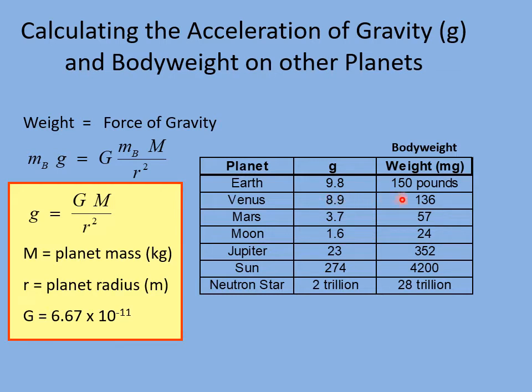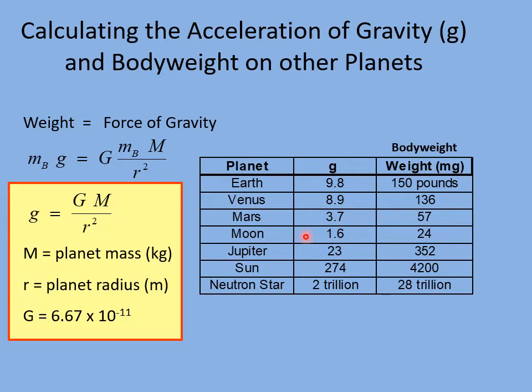So on Venus, this same person would weigh only 136 pounds, right? They'd be 14 pounds lighter because of the lower gravity. Now remember, a person's mass doesn't change, but the g does here, right? Your weight is equal to mg. All right, on Mars, the gravity is significantly smaller. It's 3.7 meters per second squared. So this person would weigh about 57 pounds on Mars.